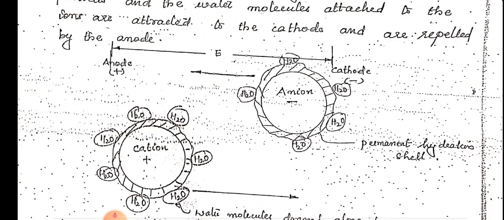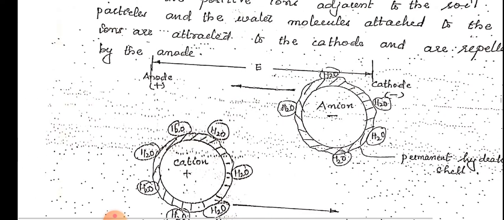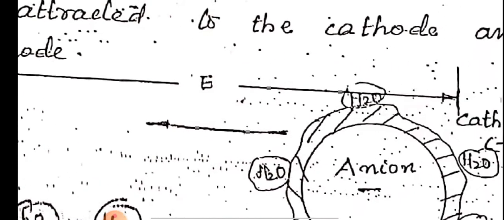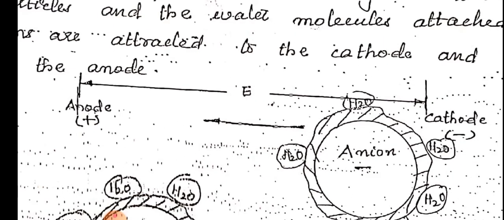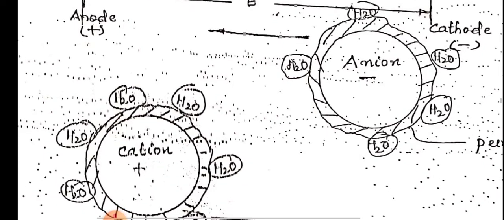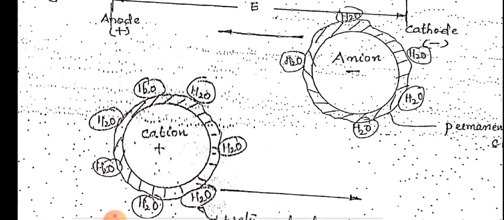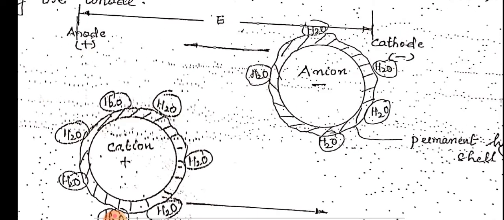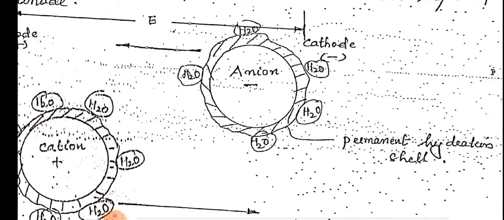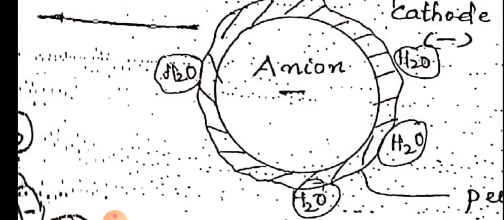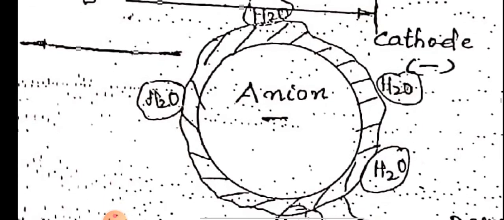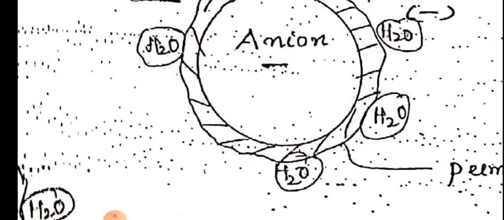So this is an anion. Two electrodes, that is anode and cathode, are placed in the soil at a distance of L. Here this is a cation, and this is an anion. This is the permanent hydration shell. This is an anion, that is, a negative charge. This is a soil particle, and this soil particle contains what? Water molecules on the surface.